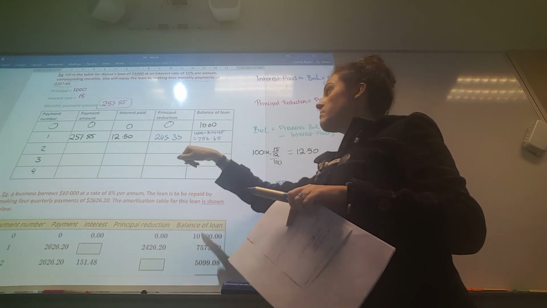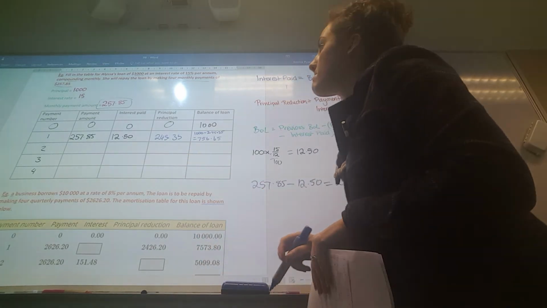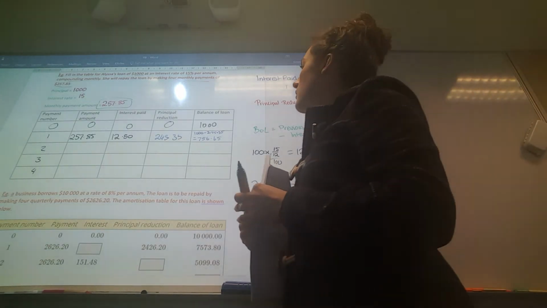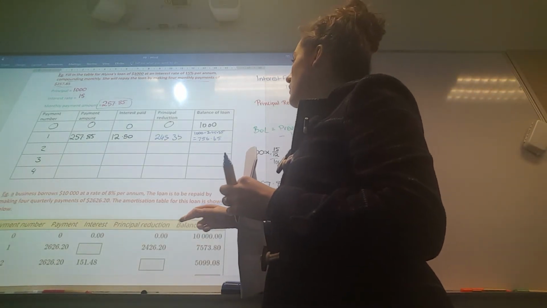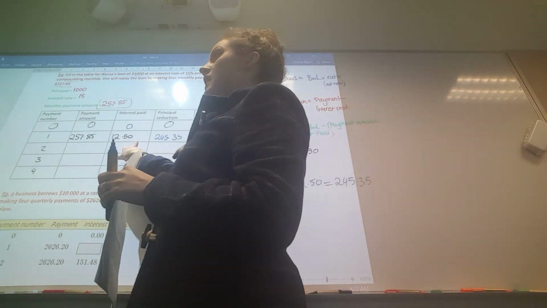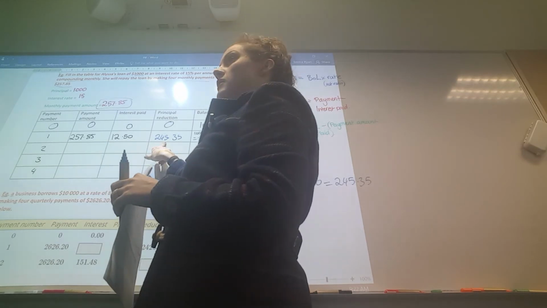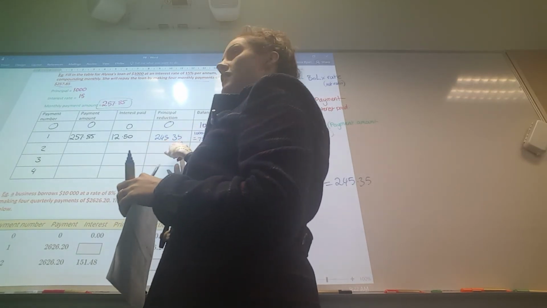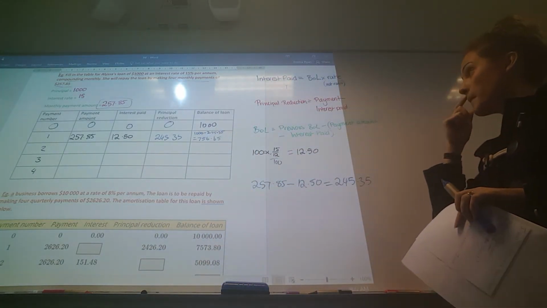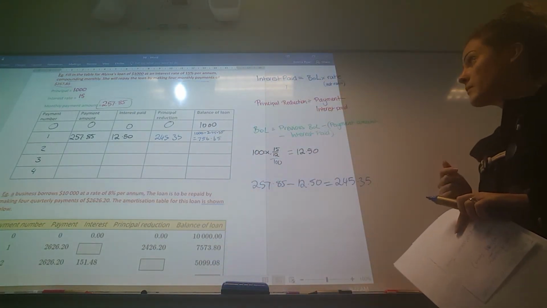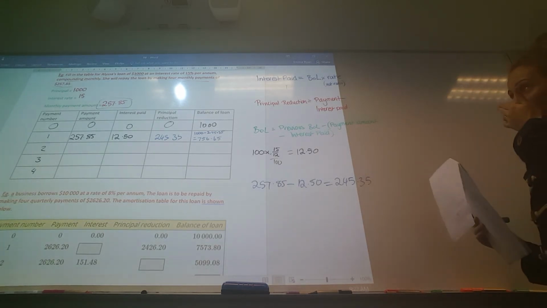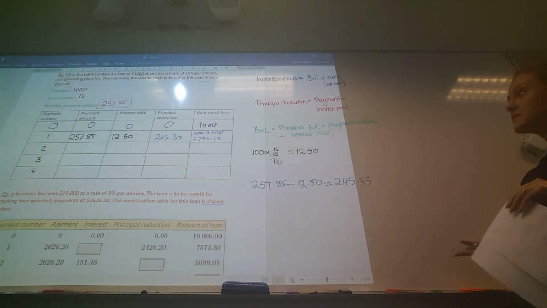Wait, are you taking it away from, can't you just do payment amount minus interest paid instead of principal reduction? For the balance of the loan, isn't it payment amount minus interest paid? Yes, payment amount minus that. And then that's that number, take away that number. So in the formula, can you just do previous balance minus principal reduction? Yeah. Yep. Is that a quicker way? Yes. Would you recommend it?